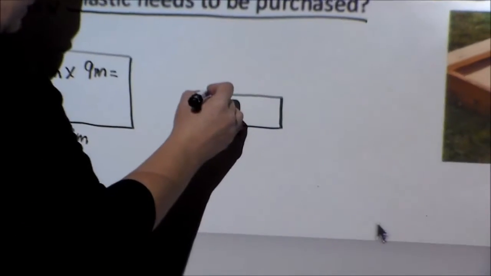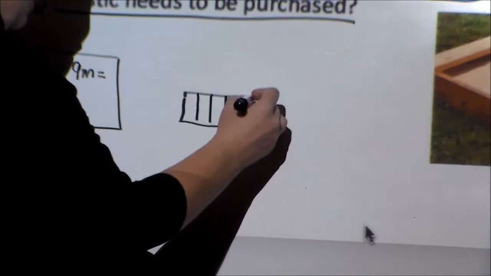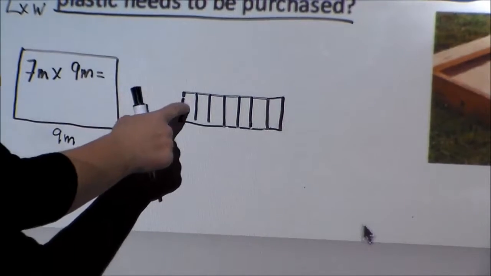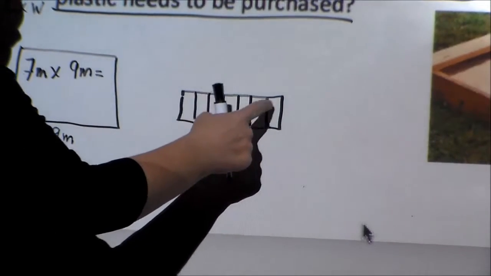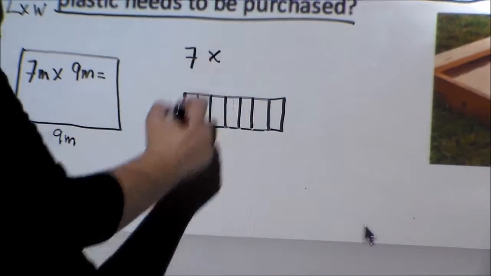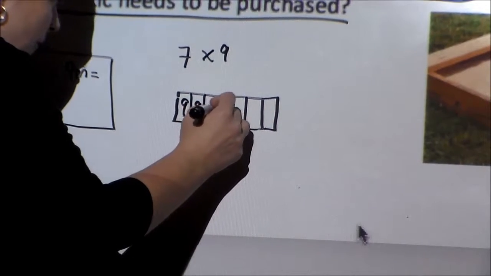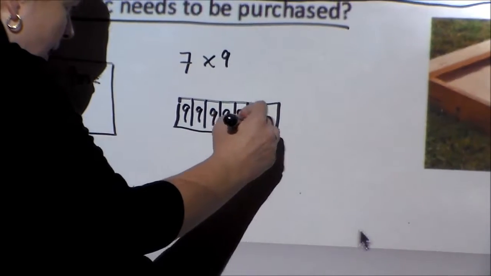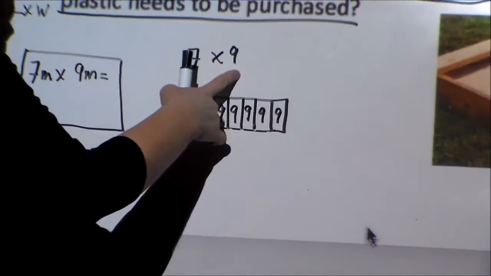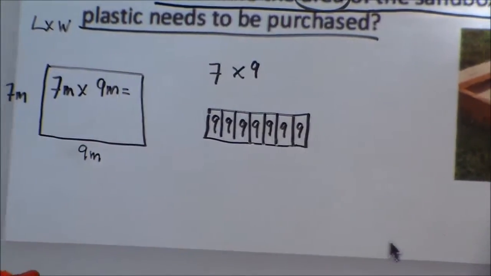So I'm going to draw 6 lines to get 7 sections. 1, 2, 3, 4, 5. Oops, I've got to add 1. Now I'm going to check. 1, 2, 3, 4, 5, 6, 7. Yep, I have 7 groups with 9 in each. Now go ahead and do this. Even though it's painstaking, it kind of reinforces what I'm doing. 7 groups with 9 in each, because that's what multiplication is. Groups with junk inside.